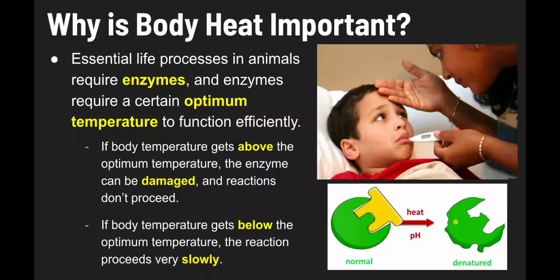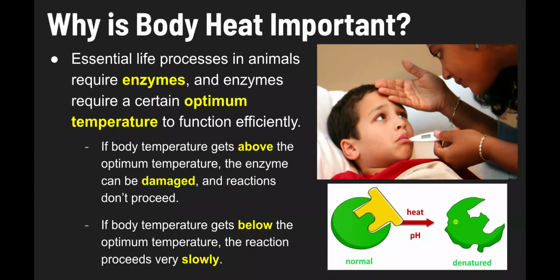So, to make this practical, you see this little boy, he's running a fever. When you're running a fever, you're above that optimum temperature for these enzymes. And so what you see at the bottom of the screen is a normal enzyme. But if you continue to run a really high fever, that enzyme can change its shape, and then it can't carry out the reactions that it's used in.